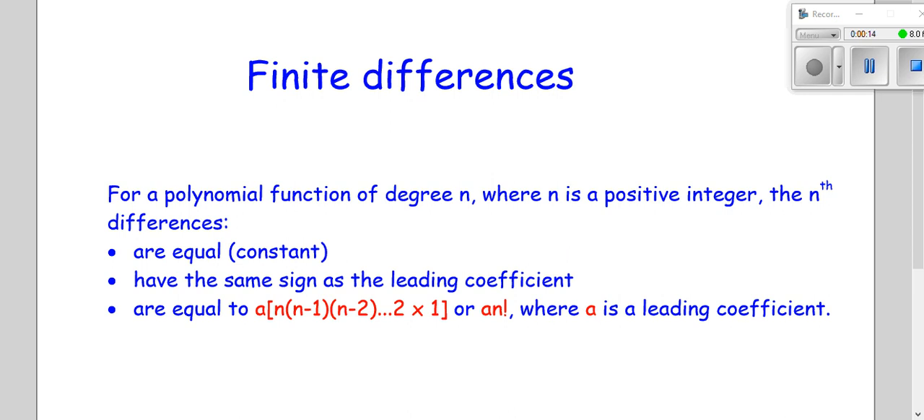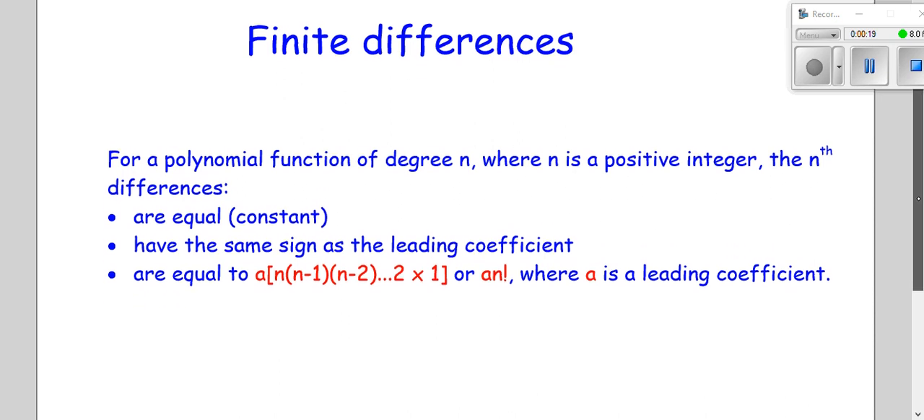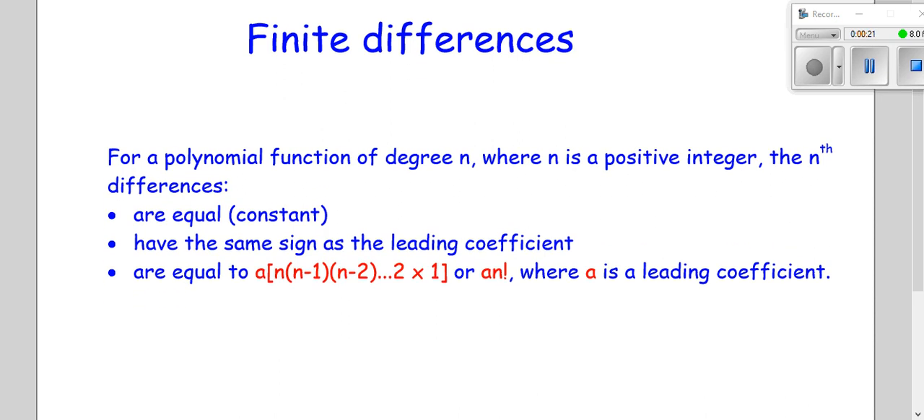On Friday, we talked about finite differences and we determined that if you know the degree of the function, you can predict which finite difference is going to be constant. So what I mean by that is if I have equations such as y equals x to the power of 5, I know that fifth finite difference is going to be constant. There is also a shortcut where we can actually calculate what the value of that finite difference is. And this is the formula that we're going to use.